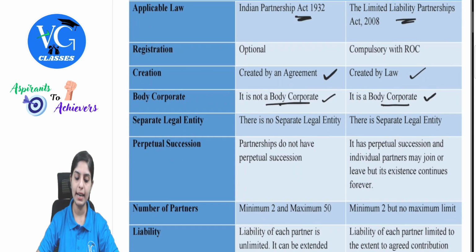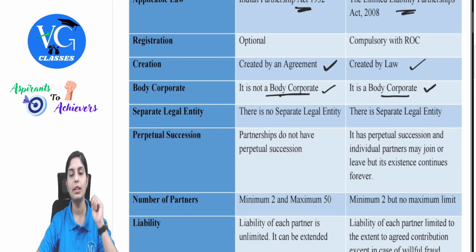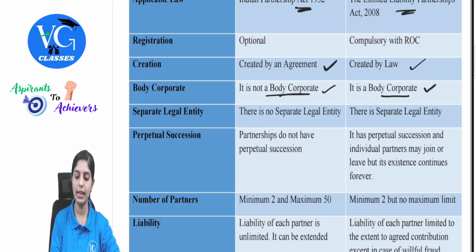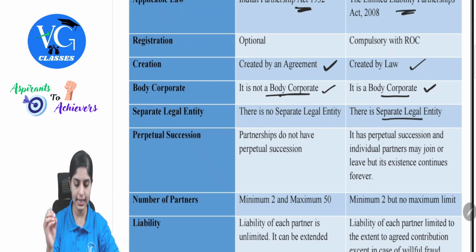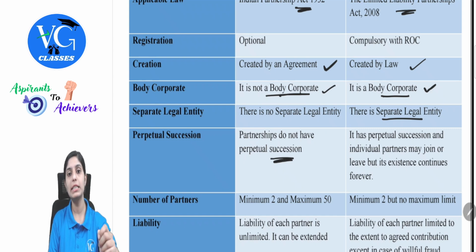Next, separate legal entity. There is no separate legal entity for a partnership firm, whereas for LLP there is a separate legal entity. Perpetual succession. This is a point which we generally observe with respect to companies. What does perpetual succession mean? It just runs forever. Partnership does not have such perpetual succession because, as per the Indian Partnership Act, the business itself would have been constituted with a particular purpose. So therefore, they do not entertain this point.